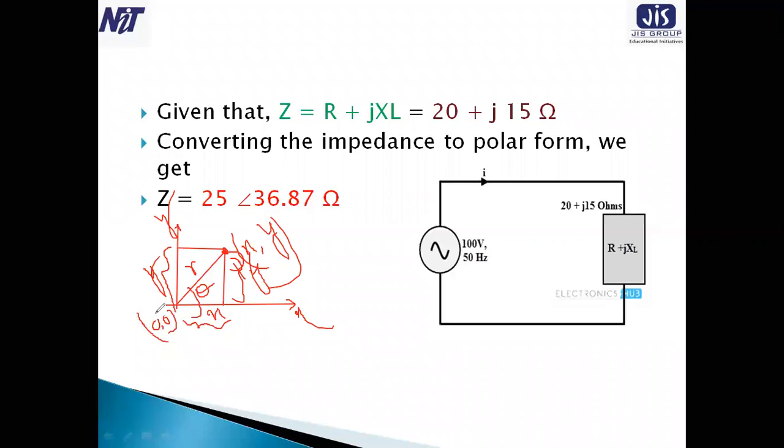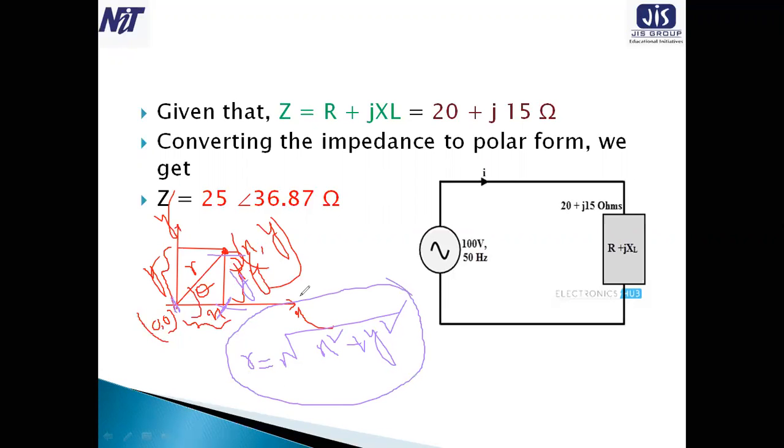Now, what is r? Applying Pythagoras, from here to here this part is x, and this part is y. So what will be r? R equals root over x square plus y square. So I simply use this formula and put the values 20 and 15 squared, and that equals 25.